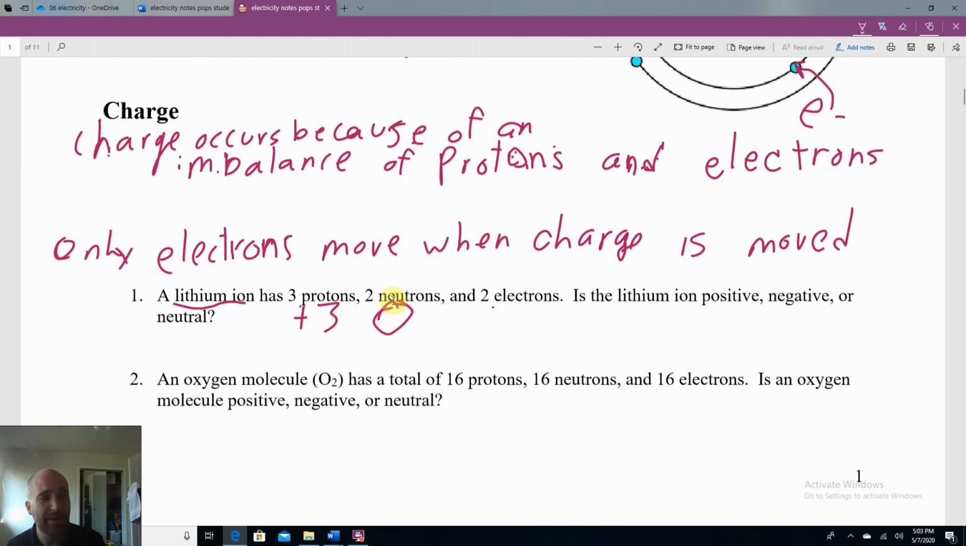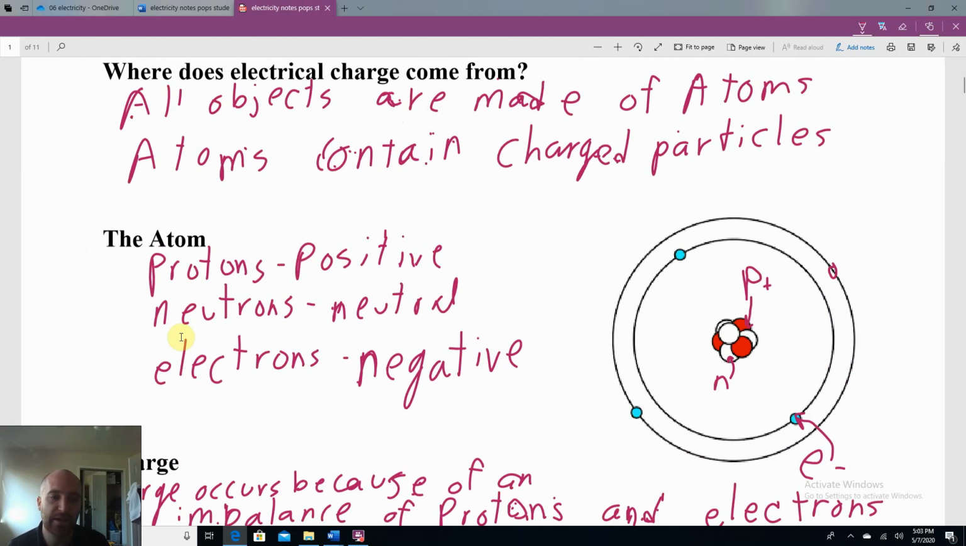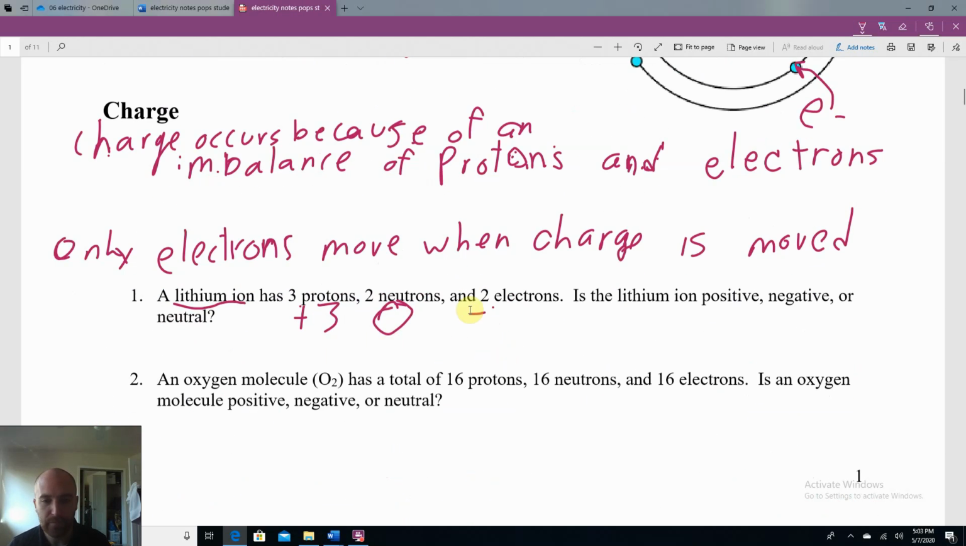So for what we're doing, we can ignore them. Again, they do exist, but electrically they're just not super interesting. And 2 electrons. Well, electrons are negative, just like I said up here, and again, you have to remember that. I'm going to say negative. They contribute negative 2, because again, there's 2 of them. Plus 3 minus 2 gives you a total charge of plus 1, which is positive.